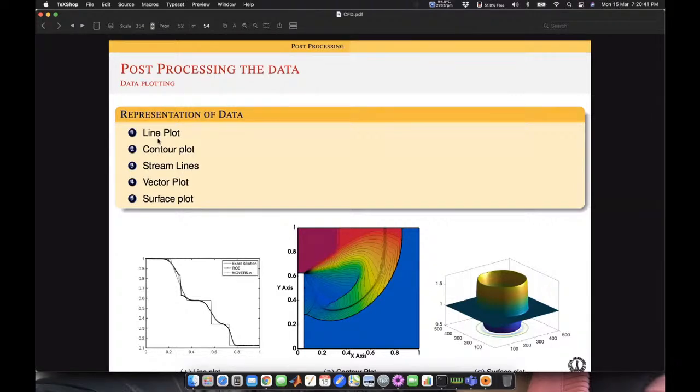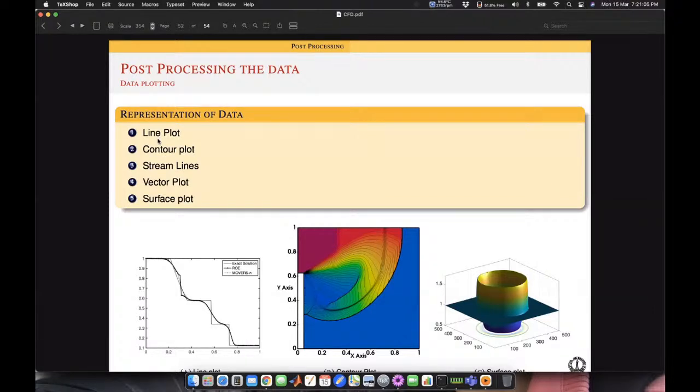The third one is stream, vector, and surface plots. You can plot streamlines. You can plot vector plots and show how the vectors are changing. You can show the surface plot. The plot that you are looking at is a bubble in a liquid that suddenly bursts. If it suddenly bursts, what happens to the surface in that area? That's what you are looking at in the surface plot.